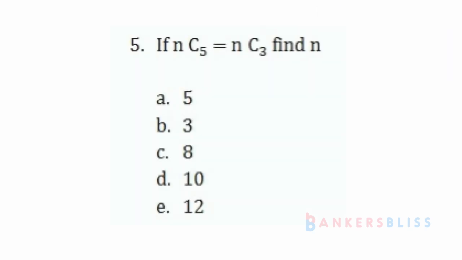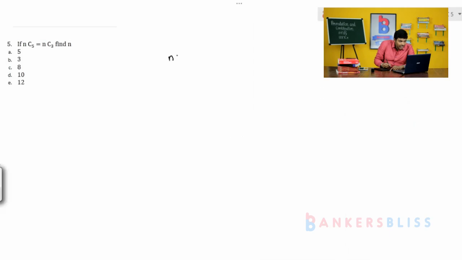Problem number 5. If NC5 is equal to NC3, find N. See here, NC5 is equal to NC3, then find the value of N. See, both the values are equal and the total population is also equal. Means the number of ways of selection is equal to the number of ways of rejection. So selected items plus rejected items is equal to total population. Therefore 5 plus 3 is equal to N, 8 is equal to N, therefore the value of N is 8.